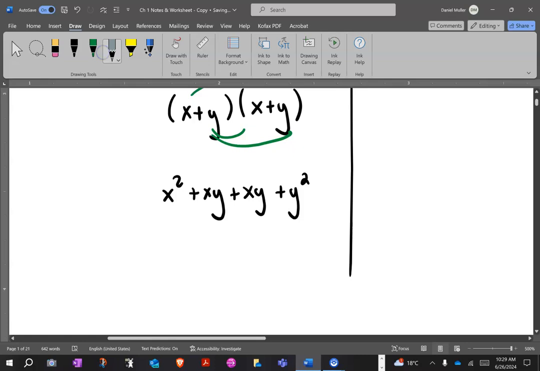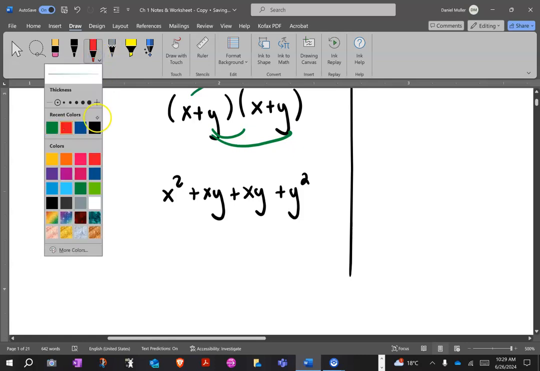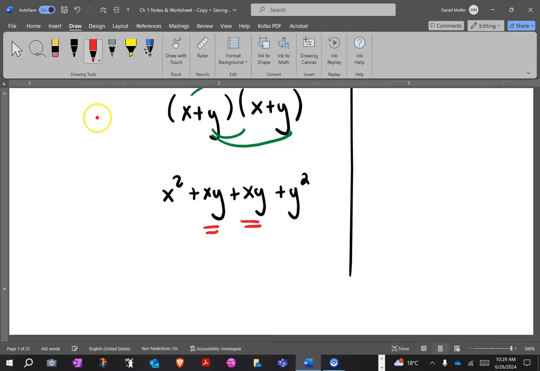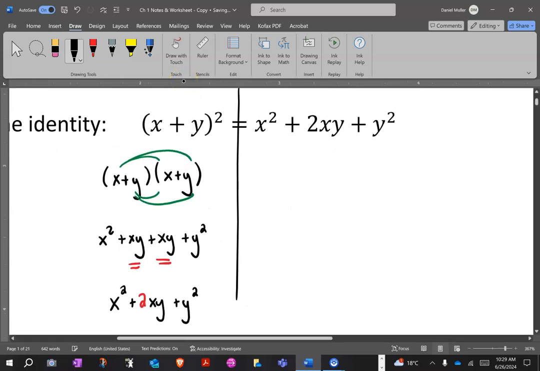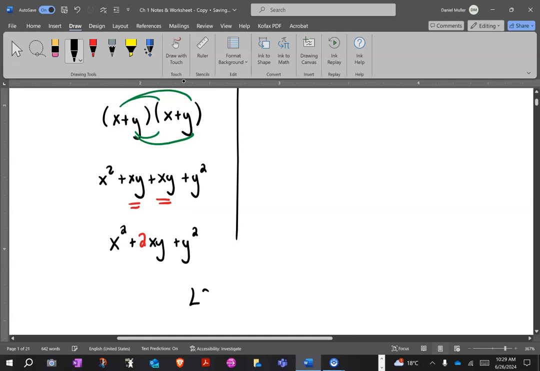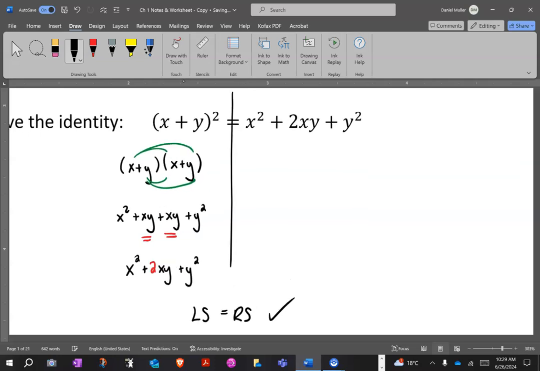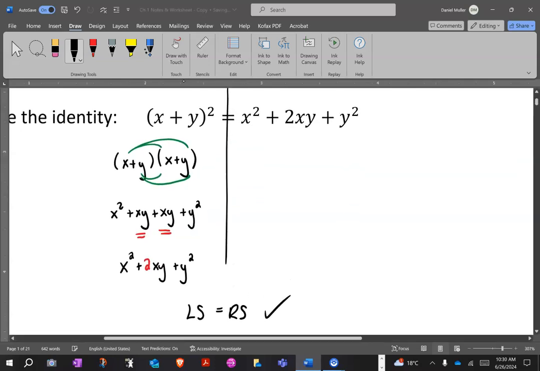And then we've got some like terms. These ones are alike. There's an xy and another xy. So I can add them and I can get, well, there's two xy's. Now when I look, my left side matches my right side. So I can say, okay, my left side is my right side. That is it. I am done. I have verified this identity. I've proved that for any x or any y, this statement is true.